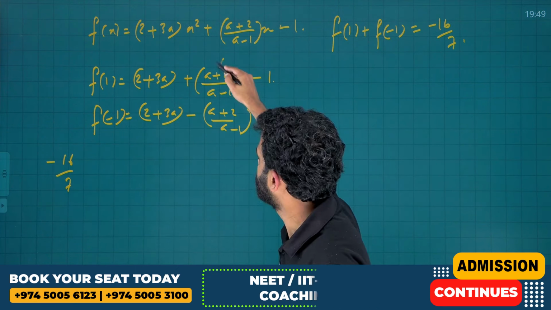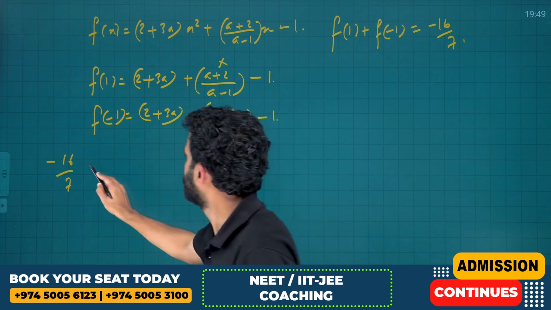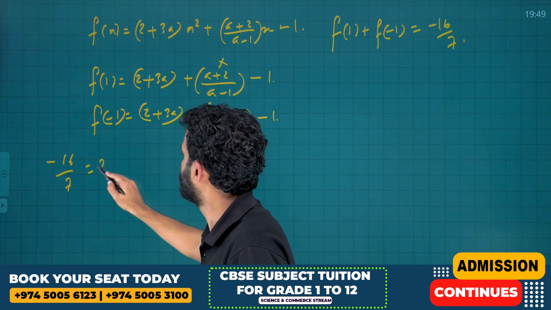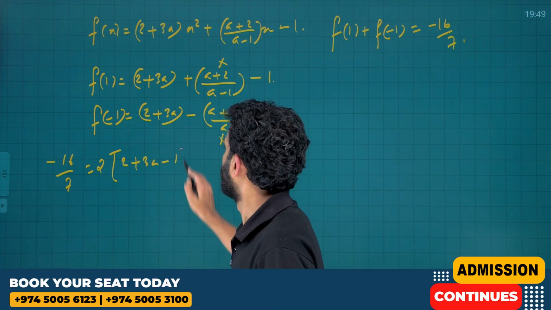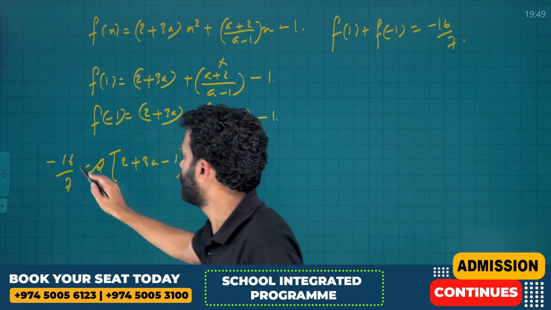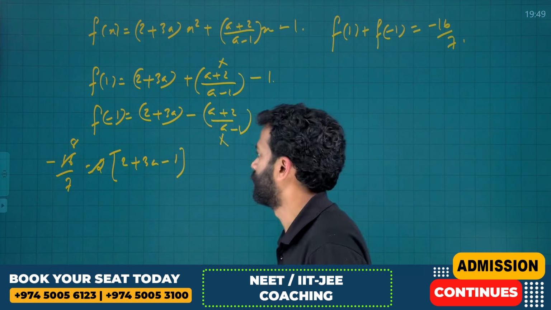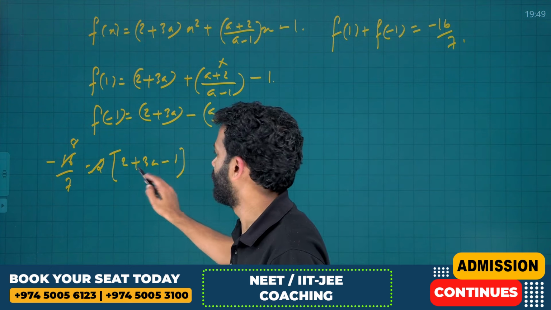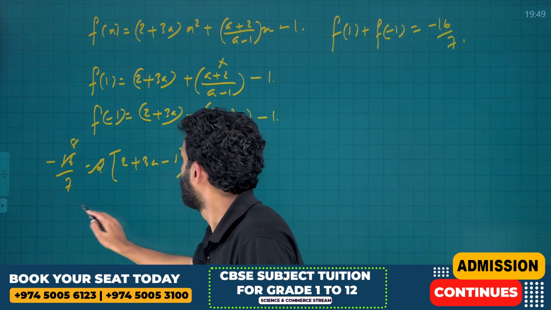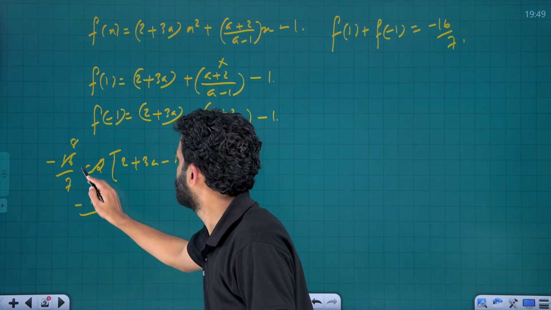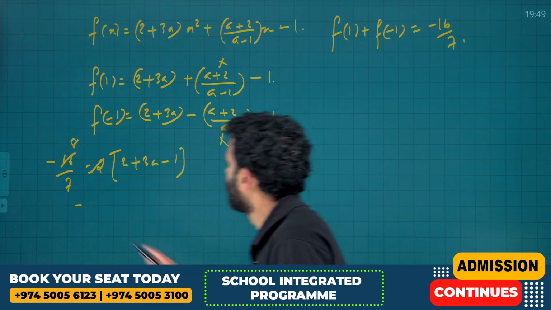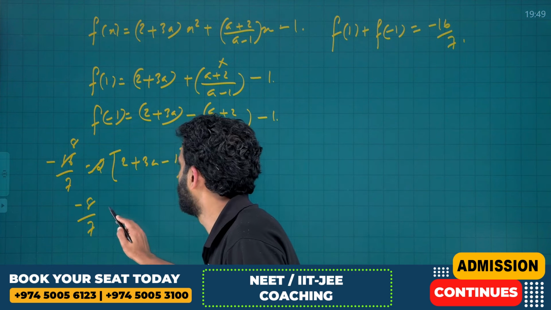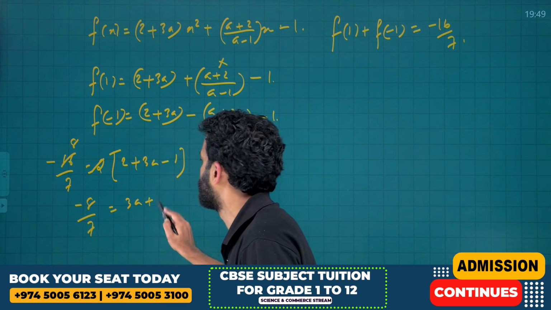Okay, if you add it, this and this will get cancelled. This becomes 2 times, right? That is 2 times (2 plus 3a minus 1). This becomes minus 2. Therefore, this will get cancelled and becomes what? Minus 8. So, 2 plus 3a, that is 1, right? That is minus 8. This is equal to minus 8, sorry. Minus 8 by 7 is equal to 3a plus 1.